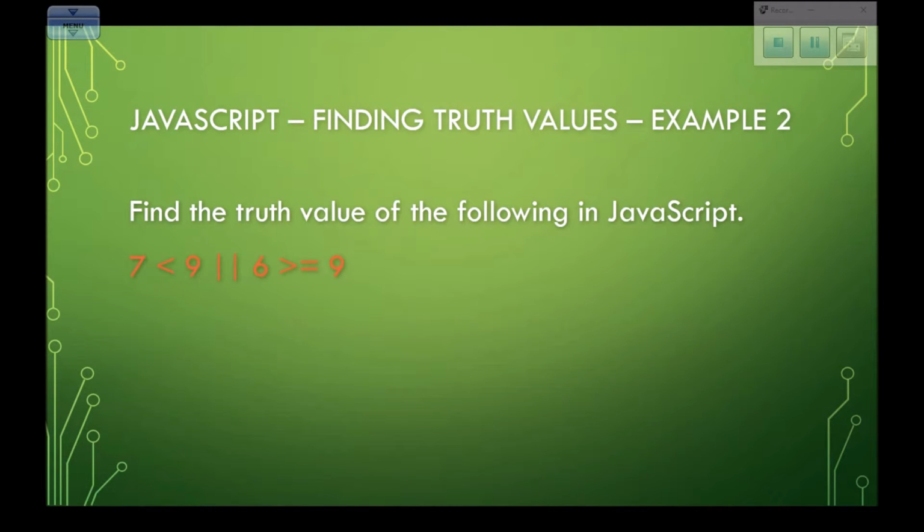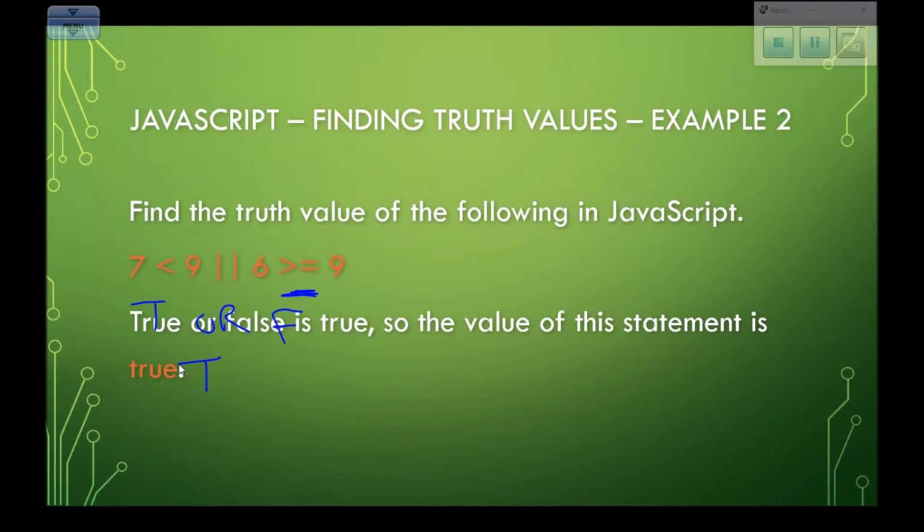Okay, let's look at a couple more. 7 is less than 9, or 6 is greater than or equal to 9. So 7 is less than 9, that's true. Or 6 is greater than or equal to 9, that's false. So this thing is true, right? True or false is true, so the value of that statement's true.